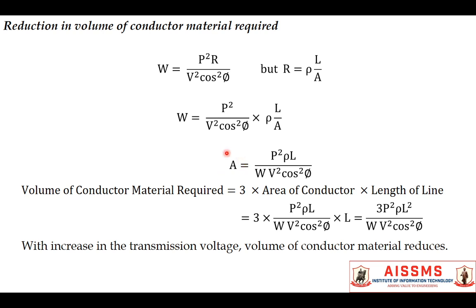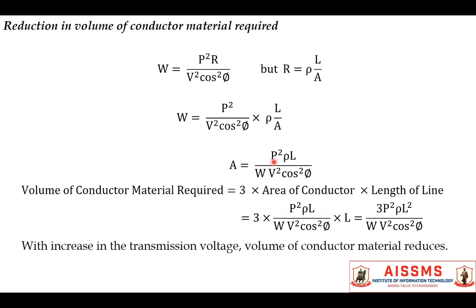From the cross sectional area, we can find out the volume of the conductor. The volume of the conductor material required is given by 3 into area of the conductor into length of the line.